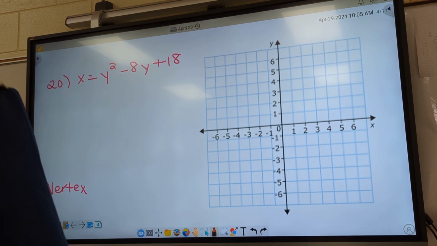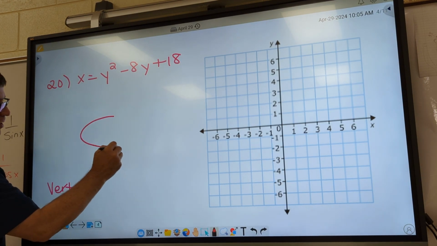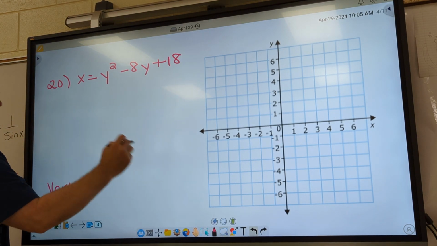How do you look at it? It's got x equals instead of y equals. What does that mean? It means our parabola will go with the x-axis. So now we got to flip some stuff around. This was the last thing we did last week.